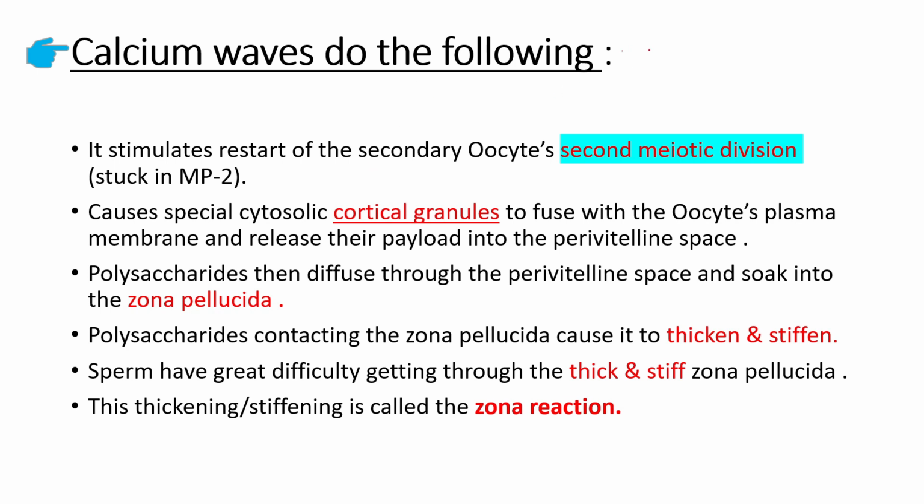Now as we know, the whole chain of reactions, that signaling, was up to the release of Ca2+. Now Ca2+, after binding to the cortical granules, releases some enzymes, known as glucosamidase. Now let's see the functions of calcium waves.